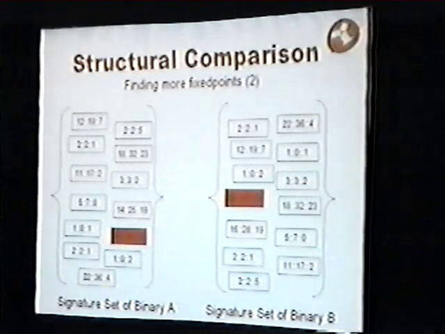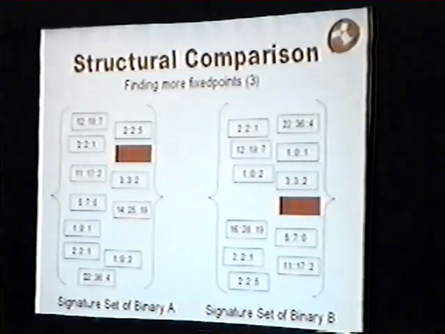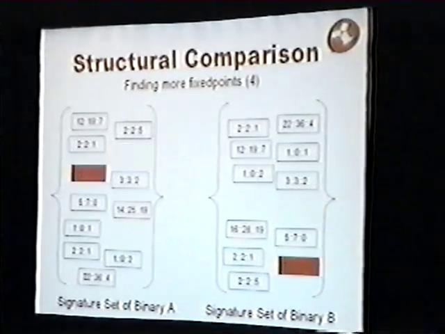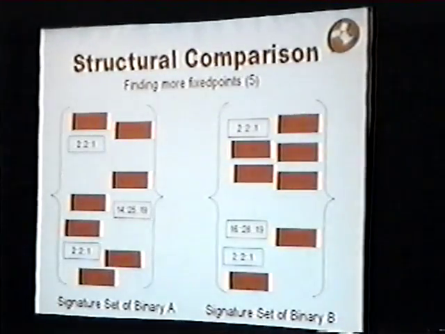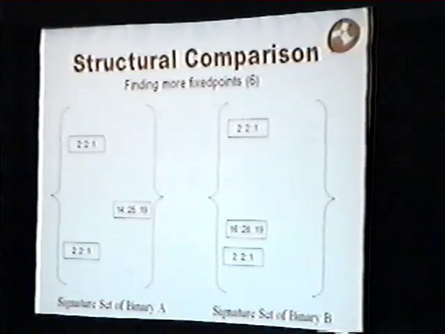So we assume that this is a fixed point. These two are the same. Then we remove them from the set, and we continue with this. 18, 32, 23 is unique, until we run out of unique matches. And once we're left with matches that are not unique anymore, we use the information from the fixed points to match other ones which have collisions.